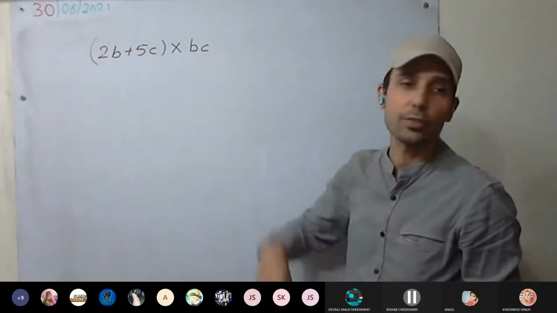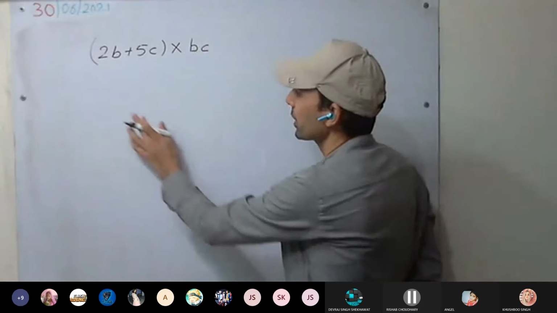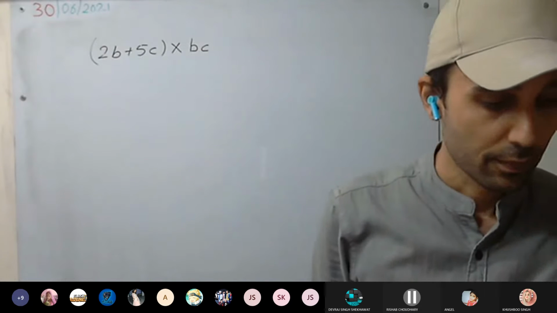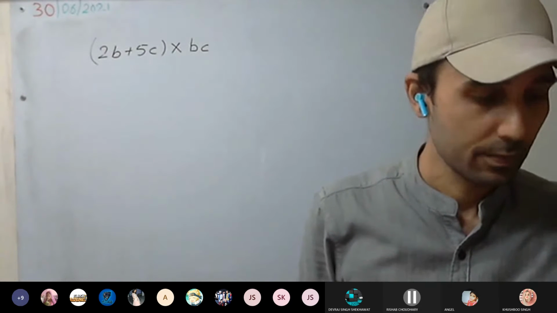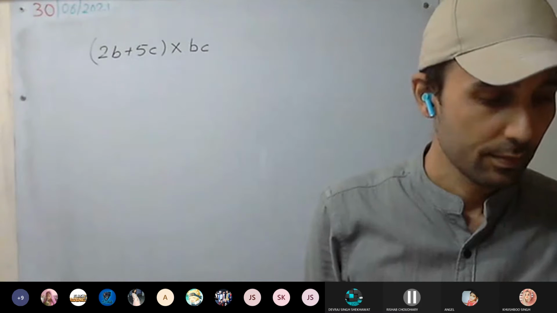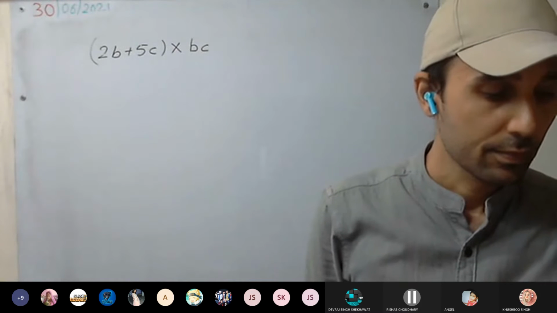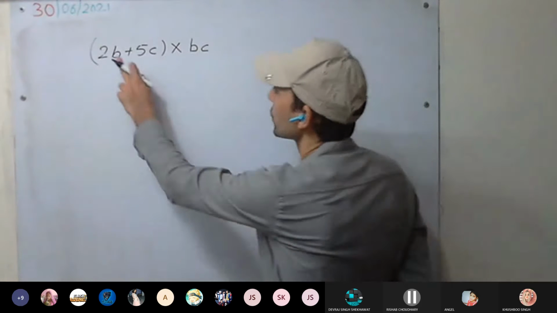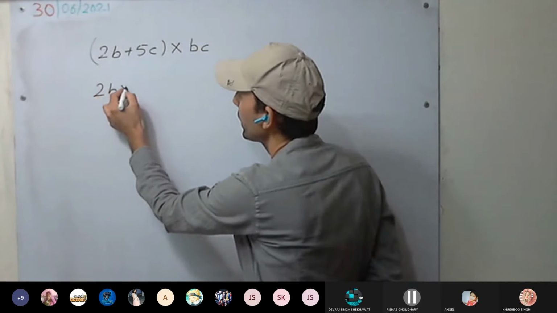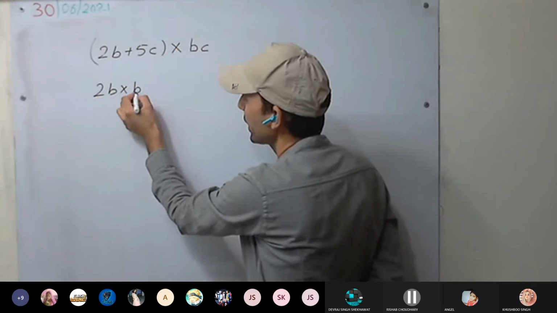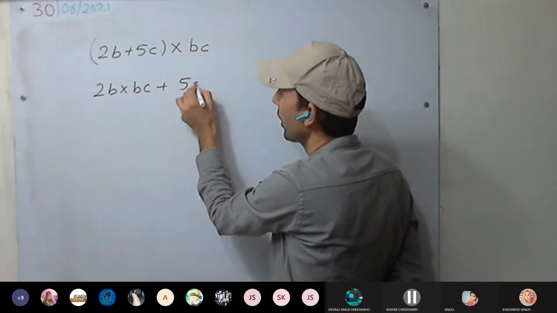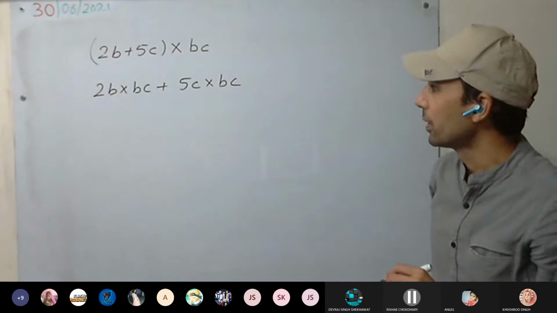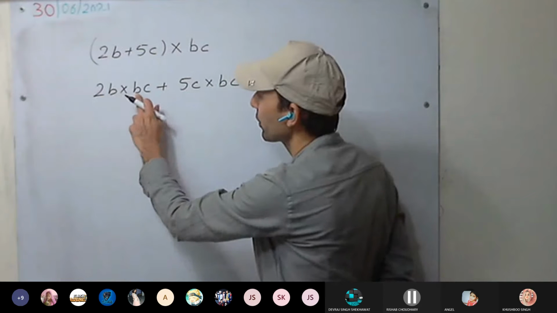So how to open the bracket? We have to distribute them. Solve it. After 30 seconds we will solve. Everyone solve the second one. So it will be 2b into bc plus 5c into bc. We have distributed. Now multiply them. It will be how much?